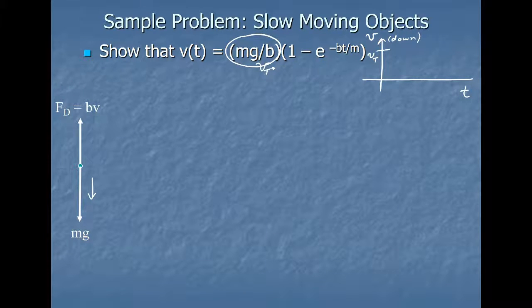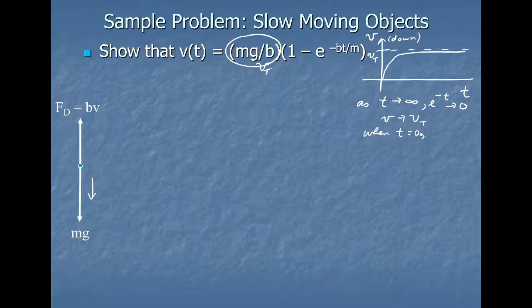But then we're going to have 1 minus e to the minus bt over m, which qualitatively means that we increase and then reach an asymptote. Because as t goes to infinity, e to the minus t is going to basically go to 0. So that means that v will approach vt. Also, we should point out that when t is equal to 0, e to the 0 is 1, so v is equal to 0 to begin with. So that's just looking at our graph qualitatively.